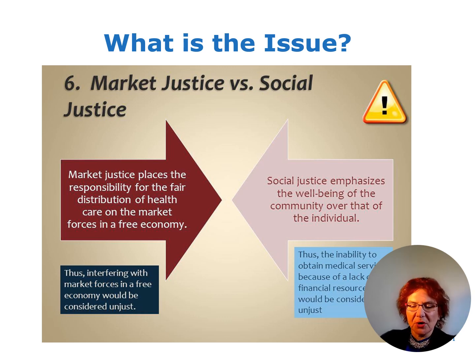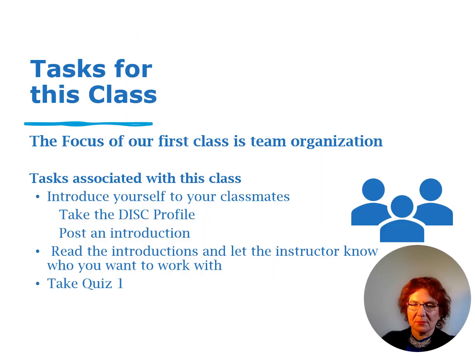But social justice also has challenges. The social justice framework, the big challenge there is who gets to decide. Who gets to decide what kind of care we're going to provide? Who gets to decide who we're going to provide it to? And so both systems have challenges, but public health pretty much endorses a social justice viewpoint of fairness and of what we should be doing in healthcare.